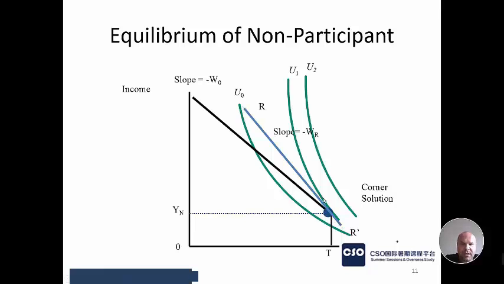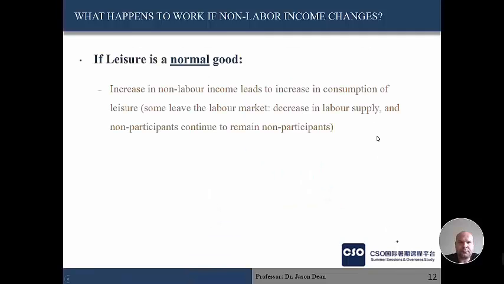And so here we can clearly see that the market wage, W0, the slope of this line is negative W0. This wage, represented by this line, is less than the reservation wage. And so they're deciding not to work. If, however, the market wage were to increase greater than the reservation wage, they would decide to work, because their optimum point then would be somewhere to the left of T.